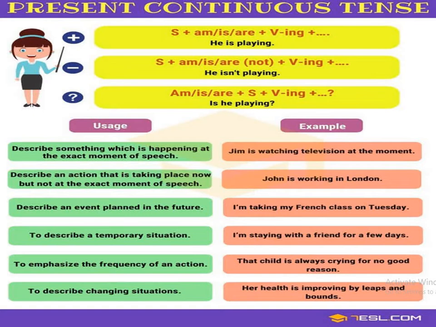Now we can use the present continuous tense to describe changing situations. When the situations are changing, then also we can use the present continuous tense. For example, her health is improving by leaps and bounds. Like her health is improving day by day. So we can use this present continuous tense for the changing situation also.